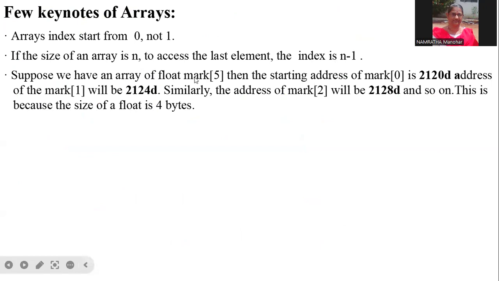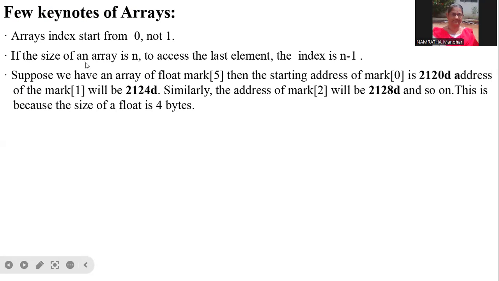Now, suppose we have an array of float marks[5], then the starting address of marks[0] is 2120D, and marks[1] will be 2124D, right? So if the size is 4 bytes, depending upon the number of bytes, the address will change. Similarly, marks[2] will be 2128D. So this is the size of the float data type, which is 4 bytes, right?